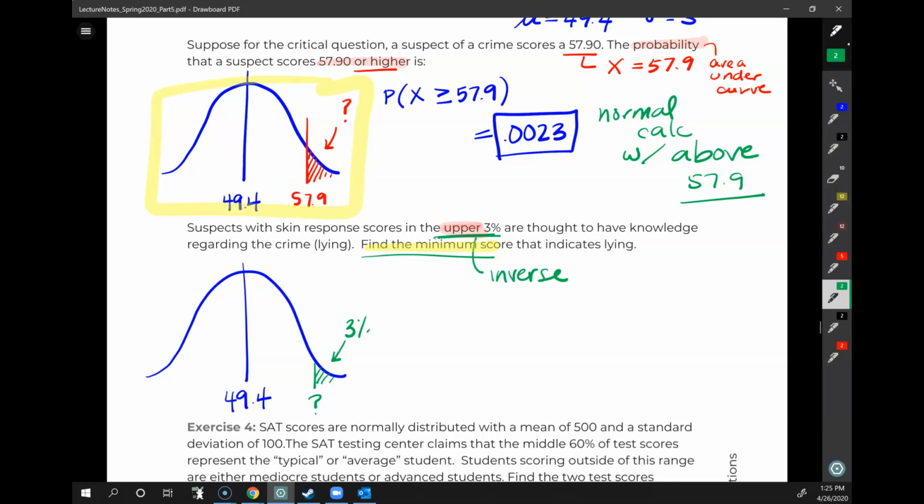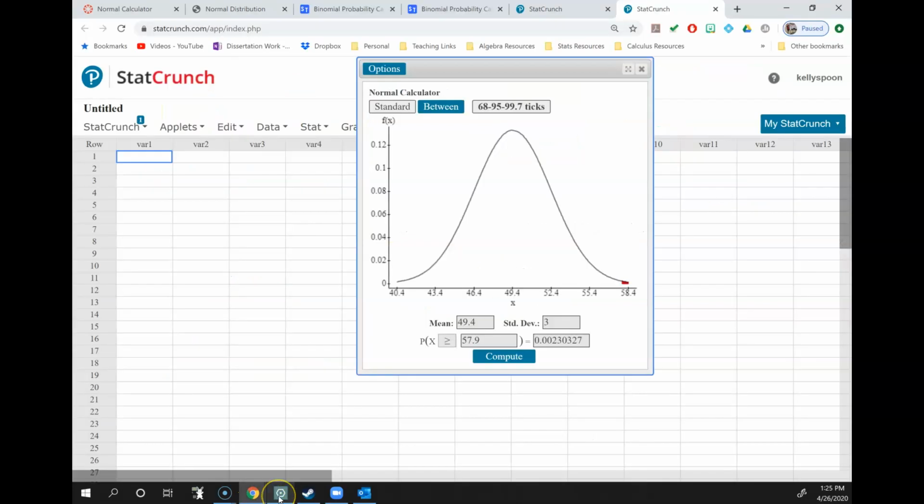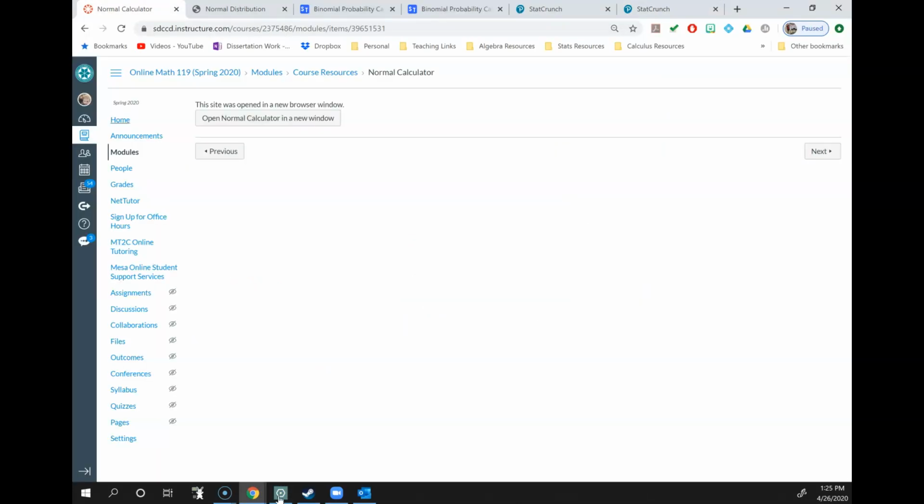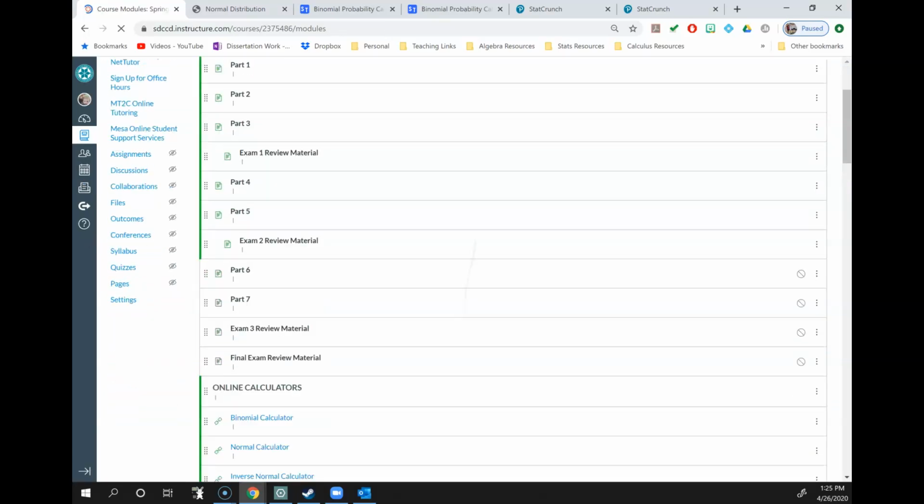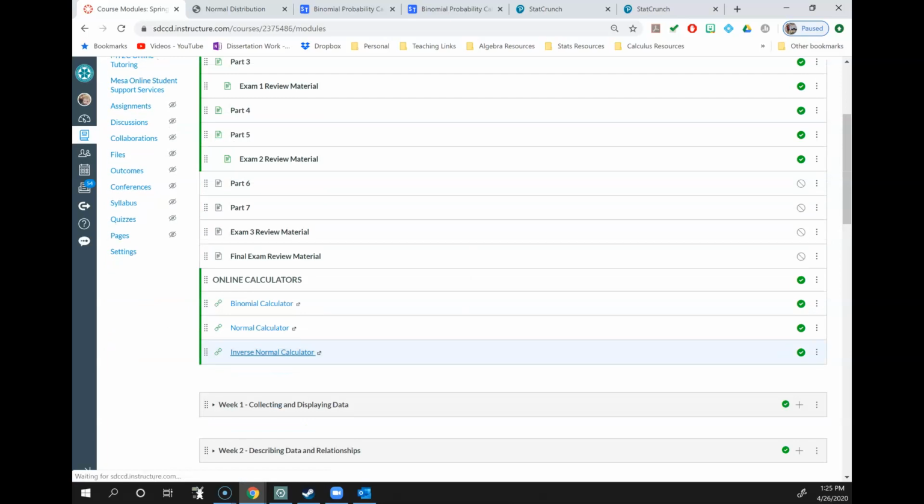So we need an inverse. Again, if you wanted to do notation on this one, it's a big pain in the butt. We're trying to find some x such that, some little x such that this is equal to 0.03. And that means nothing to a lot of students, but this drawing means a whole lot. I already know that the value is greater than 49.4, and I've got some information. So I'm going to go ahead first. I'm going to use that inverse calculator here, because I don't know where it is in StatCrunch. I'm going to have to figure that one out.